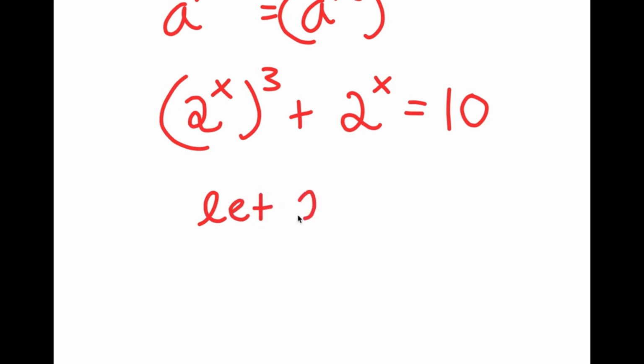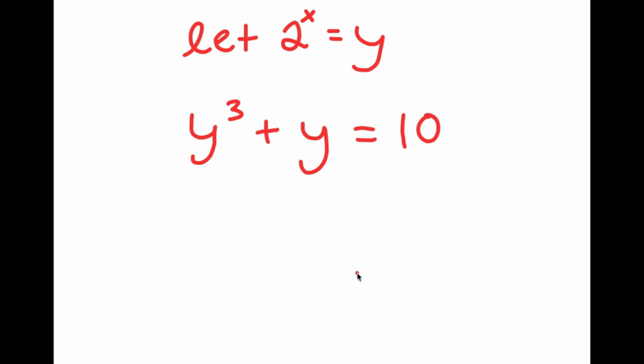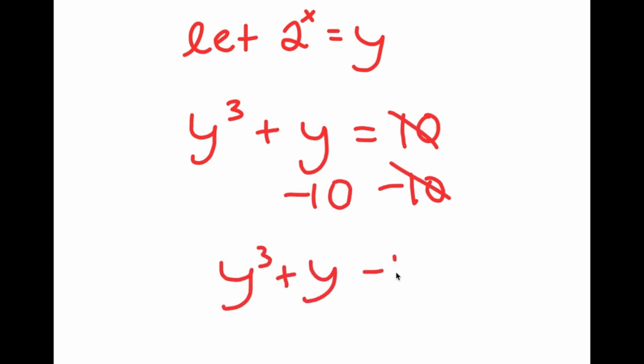Now I'm going to let 2 to the power of x equal to the variable y. So I get y to the power of 3 plus y is equal to 10. Now if I subtract 10 on both sides, I get y to the power of 3 plus y minus 10 is equal to 0.